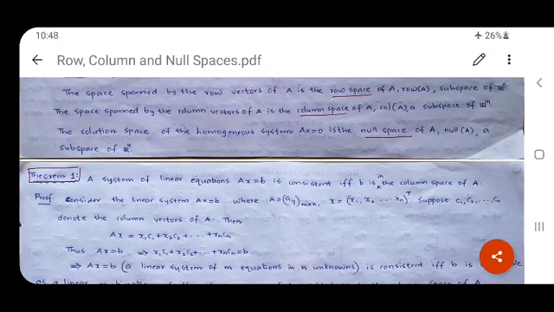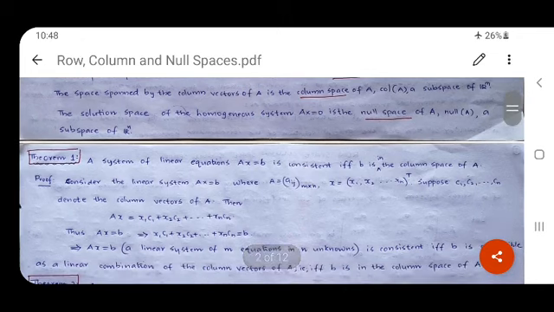So consider the linear system Ax equal to b, where A is an m by n matrix, x is the column vector (x1, x2, etc., xn). Suppose c1, etc., cn are the columns of A. Then Ax will be equal to x1 c1 plus x2 c2 plus etc. plus xn cn, and therefore Ax equal to b is equivalent to x1 c1 plus x2 c2 plus etc. plus xn cn equal to b.